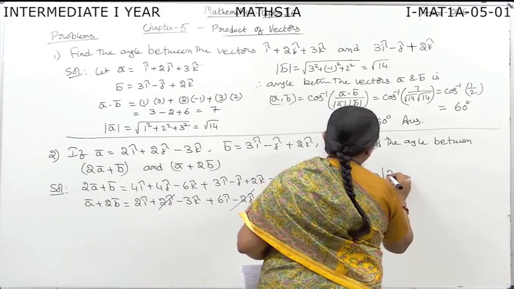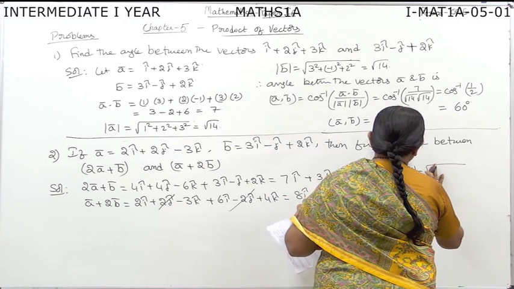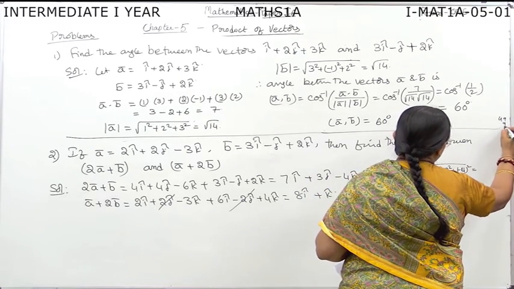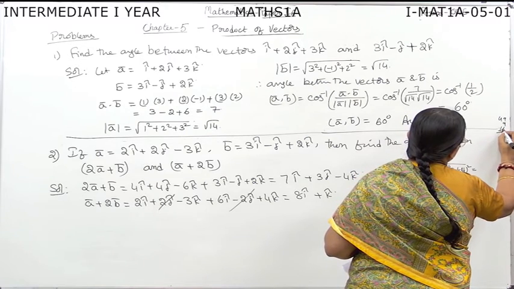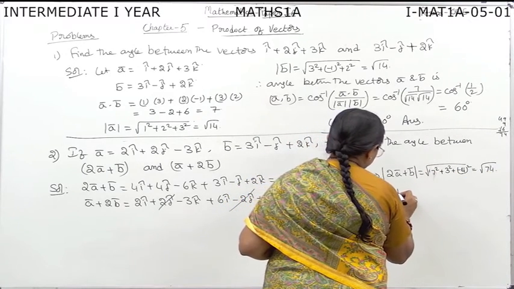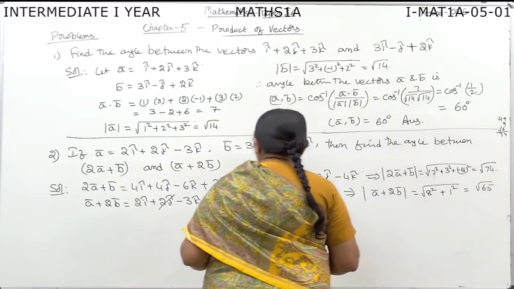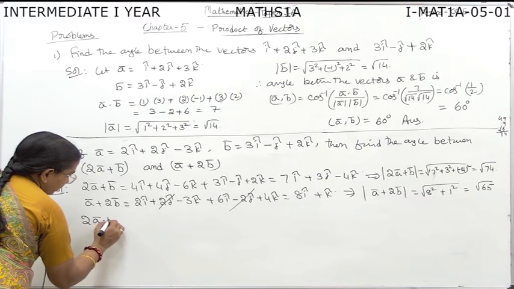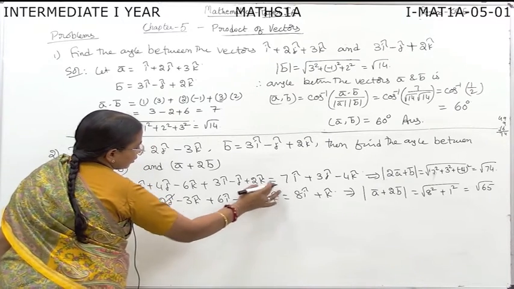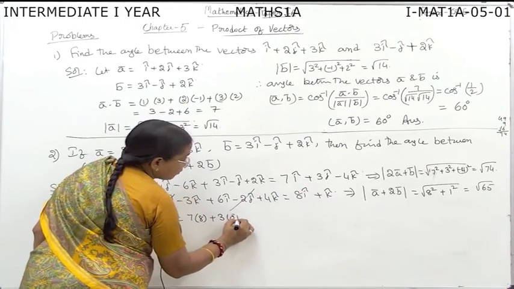Now find modulus of 2A plus B. That is root of 7 square, that means 49, plus 3 square plus minus 4 whole square. So that is 49 plus 9 plus 16, 74. Root 74. Now find the modulus of A plus 2B also. So that is root of 8 square plus 1 square. Now find 2A plus B dot A plus 2B. So in the formula we need this. So take the dot product. 7 into 8 plus 3 into 0, J is not there, so minus 4 into 1.